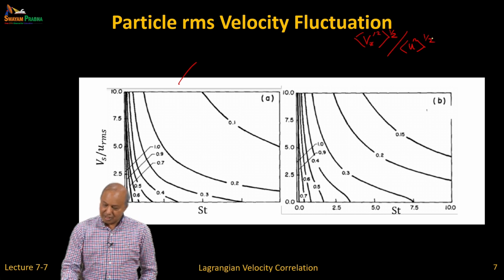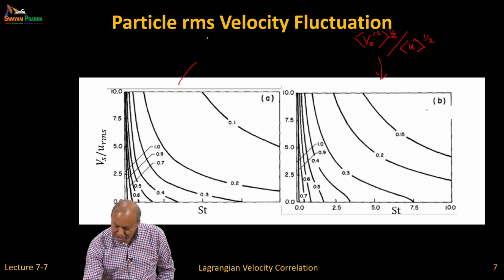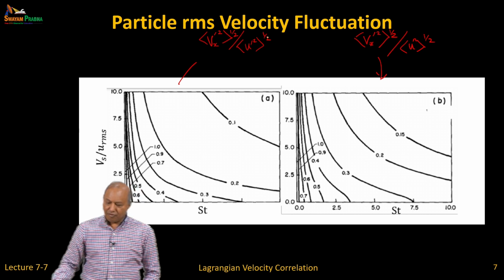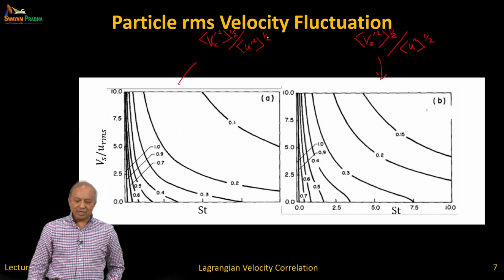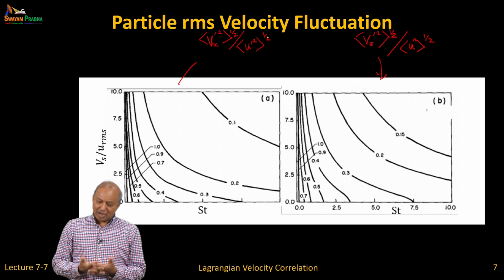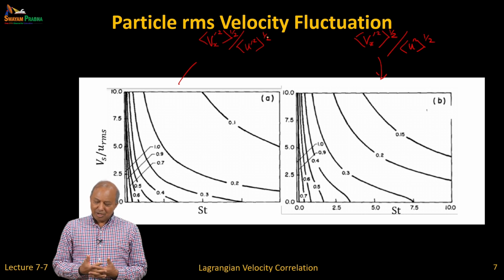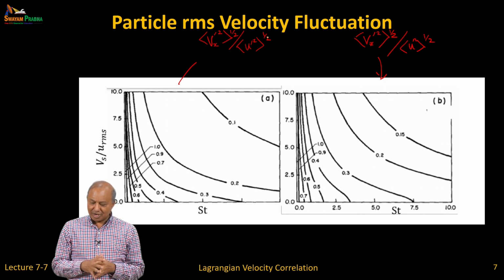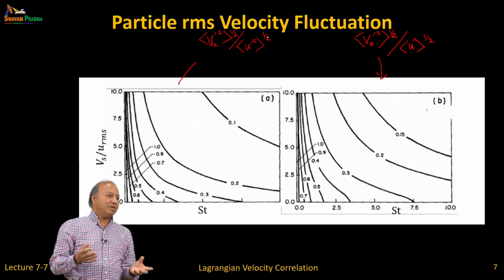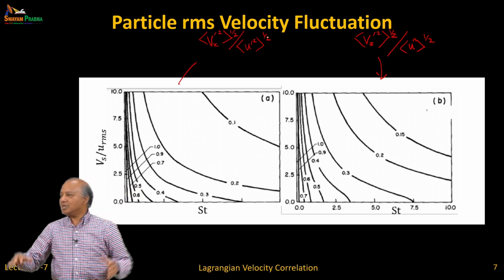In other words, this is in the vertical direction, this is in the horizontal direction. For the fluid, since it's isotropic turbulence, the denominator is the same, the x and y velocities are the same. So here we are asking a simple question: if I know how much is the fluid velocity fluctuation in an isotropic turbulence and particles are falling down, what would be the vertical velocity fluctuation if you have millions of particles falling down?